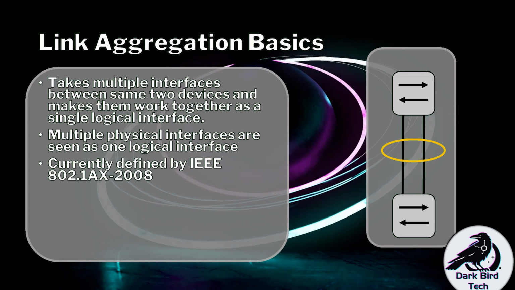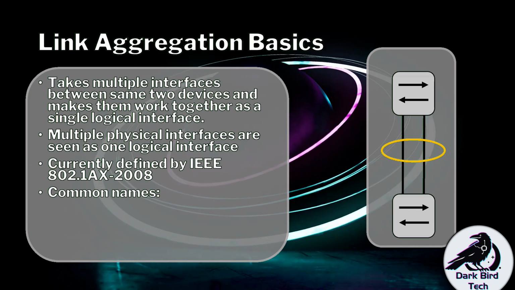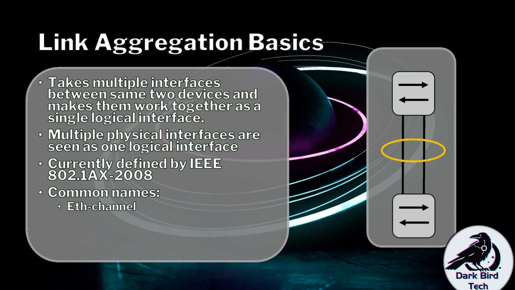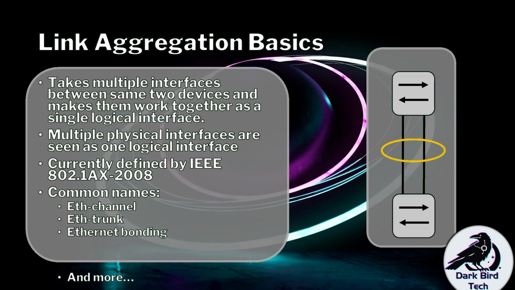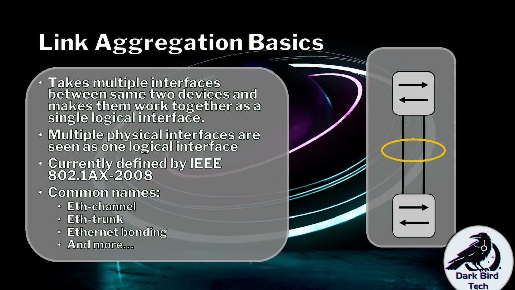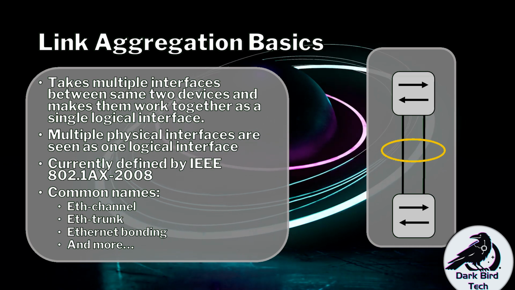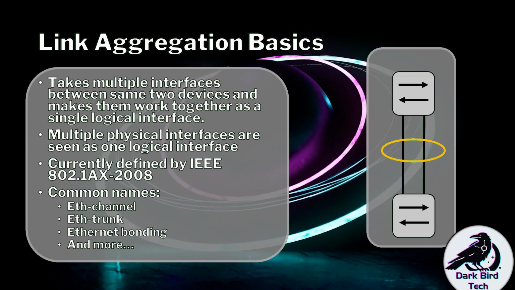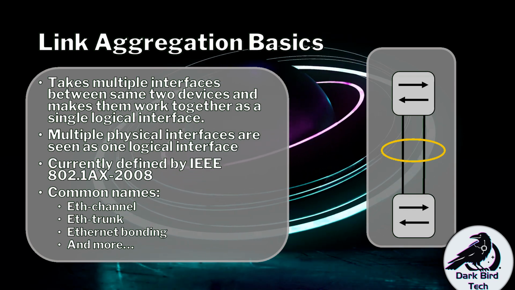Now, to make matters more annoying and confusing, there are quite a few names for link aggregation. Some vendors and courses will call it an eth-channel. Others might call it an eth-trunk. Some call it Ethernet bonding. And there are loads more names. Believe me, when I went to double check what variations of the names exist, I forgot how long that list actually is, and I'm pretty sure it grew since the last time I looked at it. So anything that refers to multiple interfaces working together, or sounds like us making 2 interfaces into one, like bonding, would probably be link aggregation.